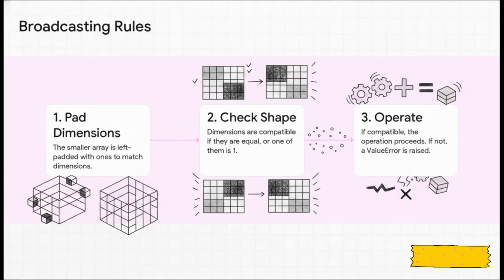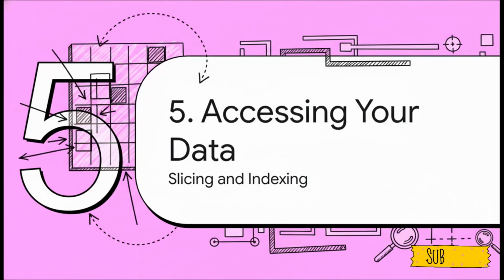So it's not really magic. It actually follows a really simple and elegant set of rules. First, NumPy lines up the arrays. Then it checks each dimension to see if they're compatible. And the rule is simple. Dimensions are compatible if they're the same size or if one of them has a size of 1. If every dimension checks out, the operation goes ahead. If not, you get an error. That's it.